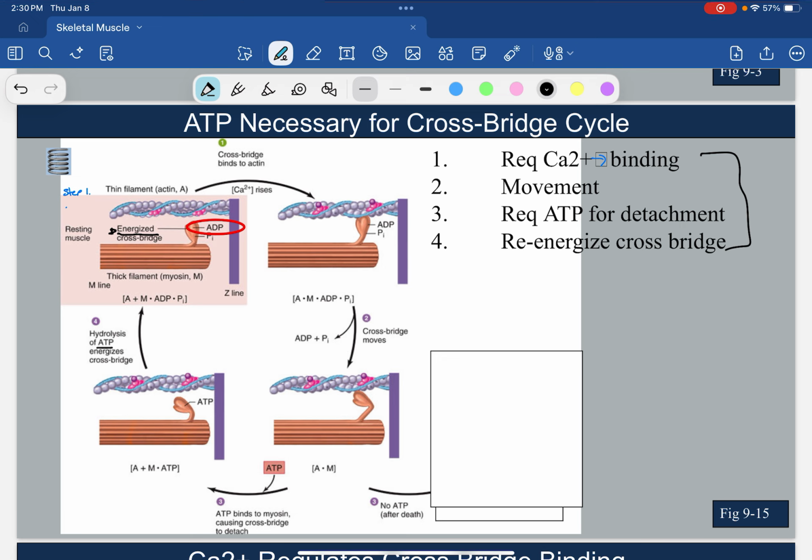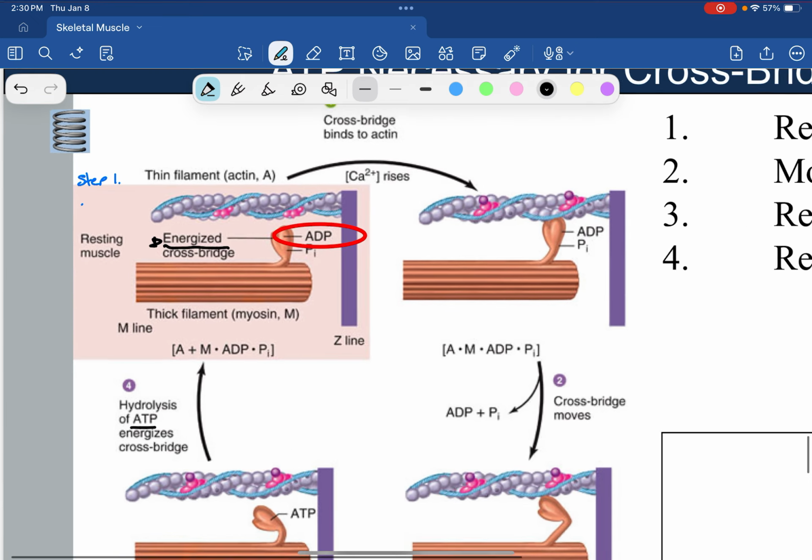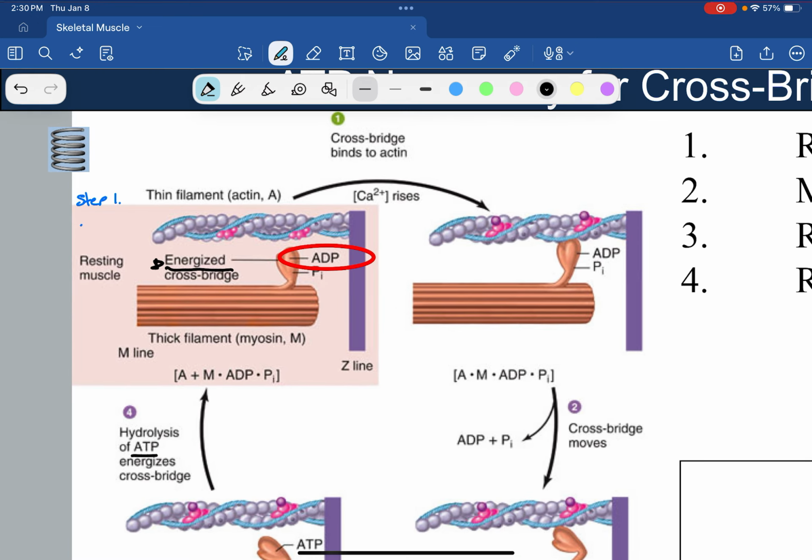So if we start over here, we can say that this is our energized cross bridge when it has ADP. That means that our ATP is already hydrolyzed. So that means that it went from ATP to ADP. So this is energized, as it says over here, and it is ready to go.